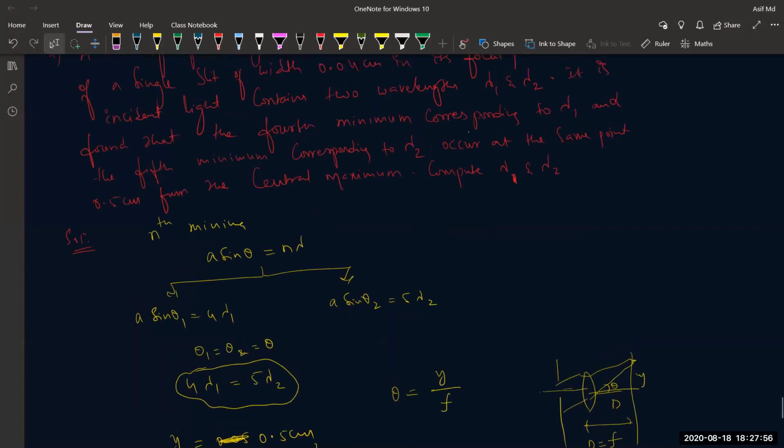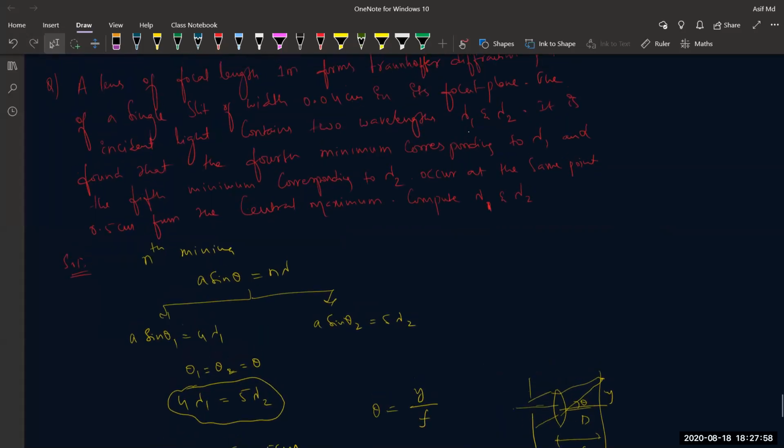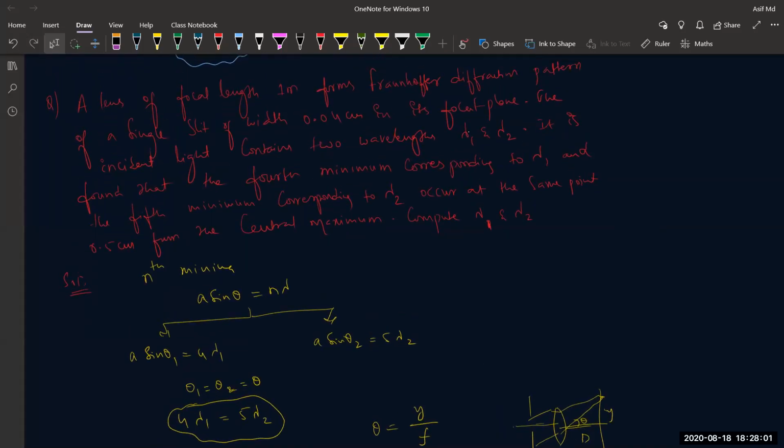Let me explain the problem once more. A lens of focal length 1 meter forms a diffraction pattern of a single slit of width 0.04 centimeter. Its focal plane is given. The incident light contains two wavelengths, lambda 1 and lambda 2. It is found that the fourth minimum corresponding to lambda 1 and the fifth minimum corresponding to lambda 2 occur at the same point, 0.5 centimeter from the central maximum. Compute lambda 1 and lambda 2 using the relation.